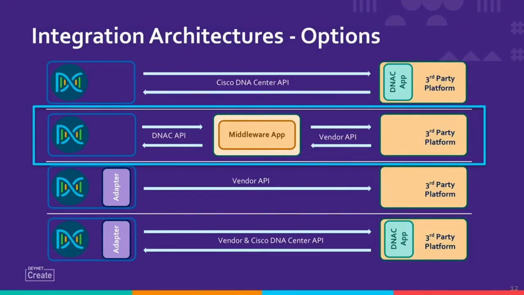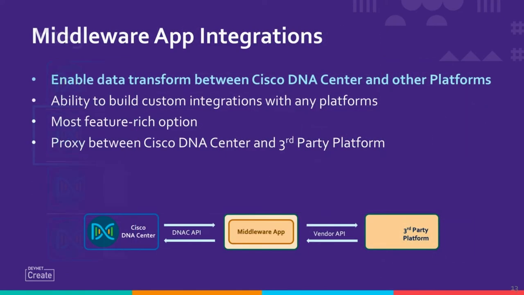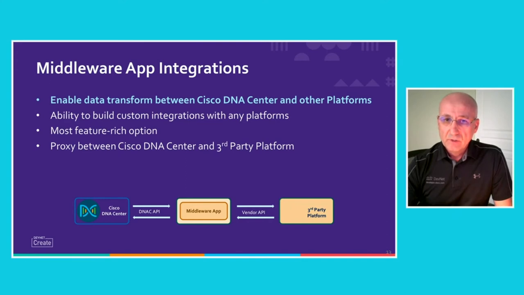During the talk today, I will cover a use case of how to build a middleware app to communicate between Cisco DNA Center and third-party platforms like Jira Service Desk, WebEx Teams, and PagerDuty. Here are some middleware app integration options. It will enable the data transform between Cisco DNA Center and other platforms. For example, if I want to send a notification from Cisco DNA Center to WebEx Teams, I need the name of the team that I want to send the message to and the WebEx bot that I want to use. This information is not available in Cisco DNA Center. Building a middleware app, we can create this integration between Cisco DNA Center and WebEx Teams.